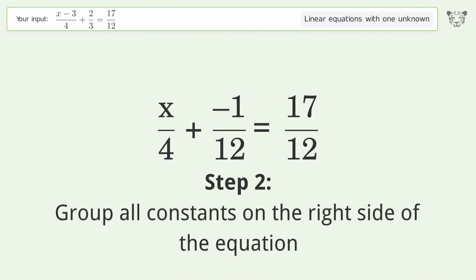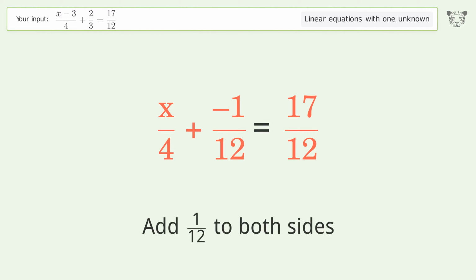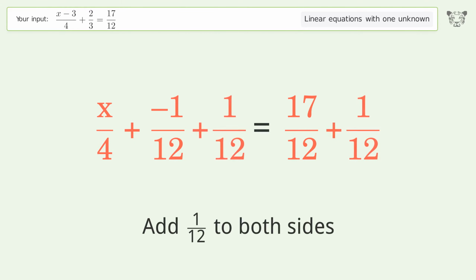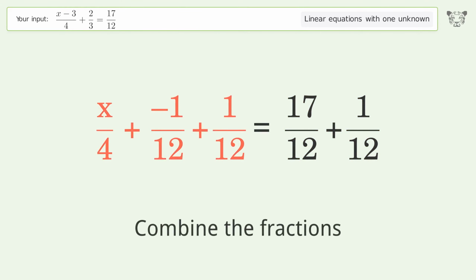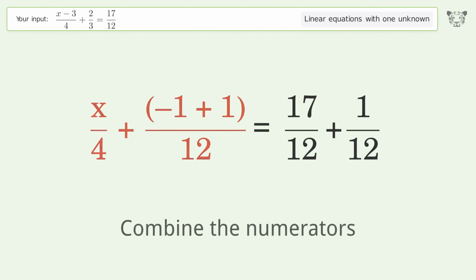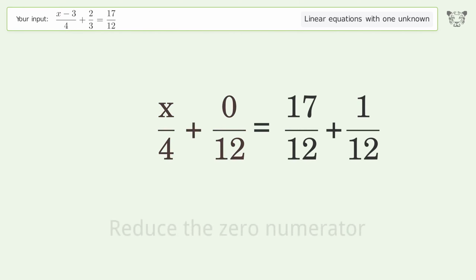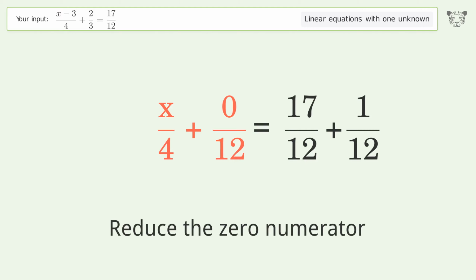Group all constants on the right side of the equation. Add 1/12 to both sides. Combine the fractions. Combine the numerators. Reduce the zero numerator.